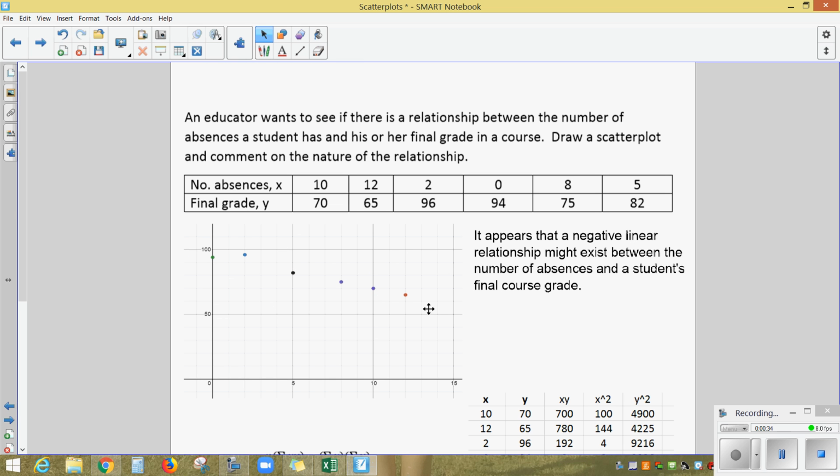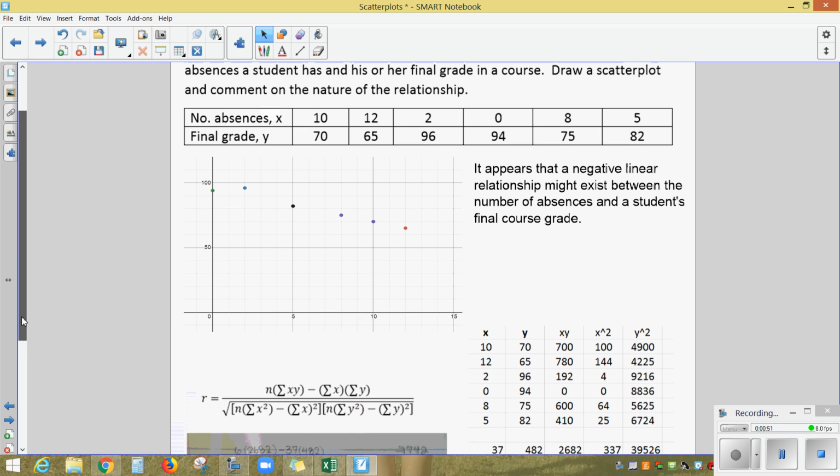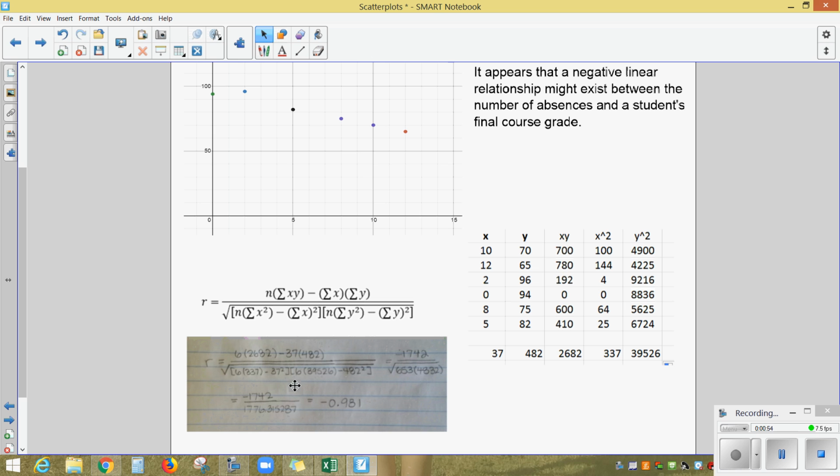to this example next, where the educator is looking for the relationship between absences and final course grade. And notice the more absences a student had, the lower the final exam score was. So if you made a spreadsheet and you found your xy's and your x squareds and your y squareds and added them up, you should get an R value there of negative 0.981. It should be negative because our data goes downhill as we move from left to right. And even without doing a hypothesis test on this, I'm going to tell you 0.98 is usually good enough. That's really darn close to being a perfectly straight line.